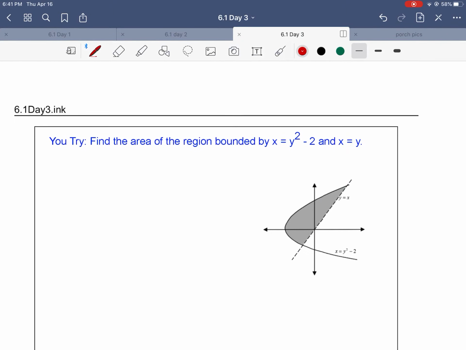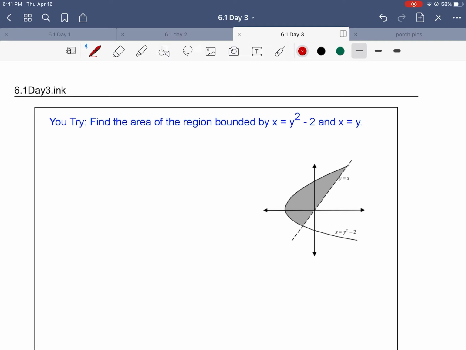Did I skip one? Yep. All right, last one, you guys. Okay, graph given, both as x equals right minus left. The line x equals y is on the right. The parabola y squared minus 2 is on the left. Our job is to figure out what are these points of intersection in terms of y values.